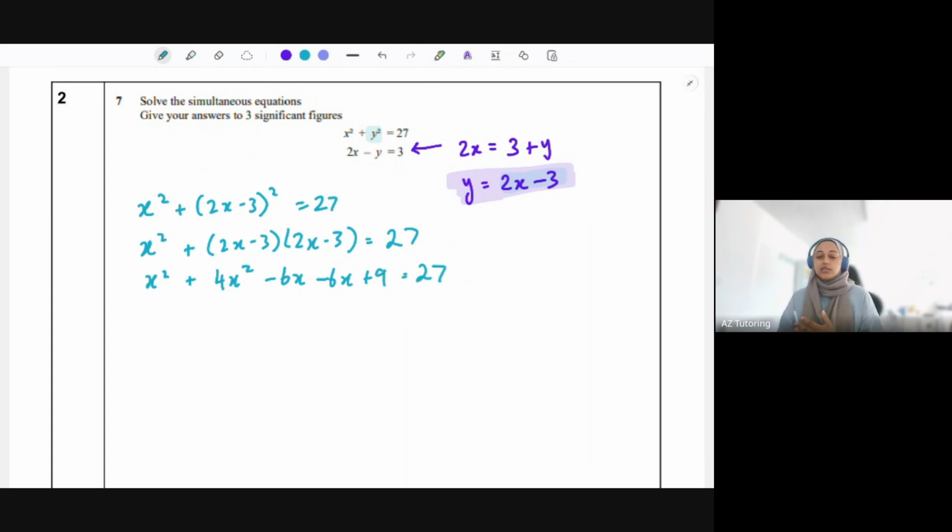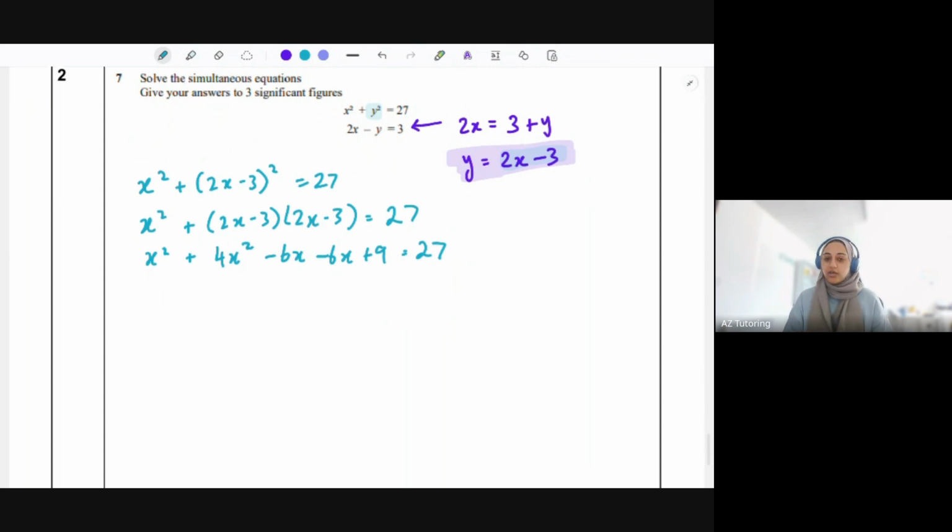If you've got time in the exam, I'd recommend checking each step as you go, because you don't want to make a mistake here and it follows through the whole way and then it's hard to change. So I would recommend just double checking that. We get x squared plus 4x squared minus 6x minus 6x is minus 12x plus 9 equals 27.